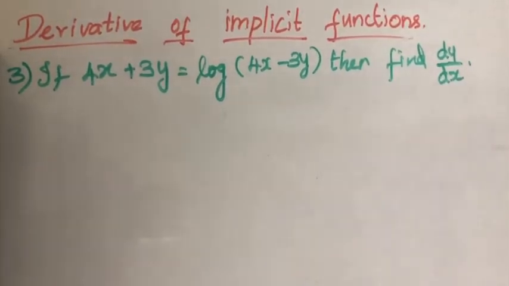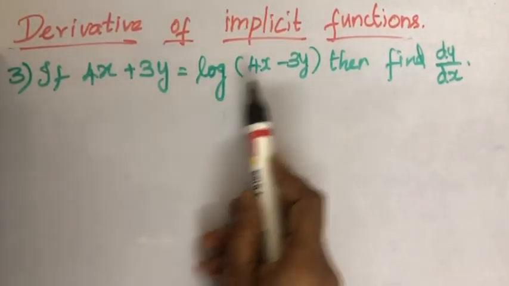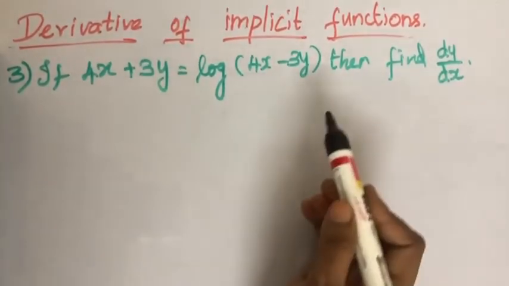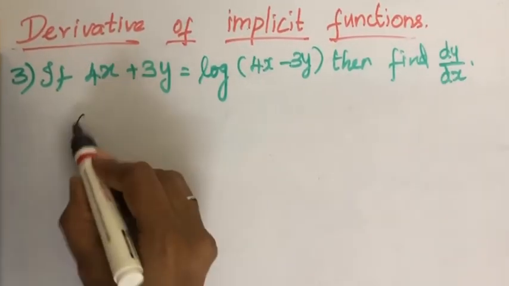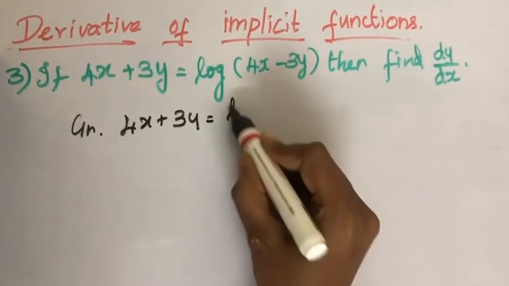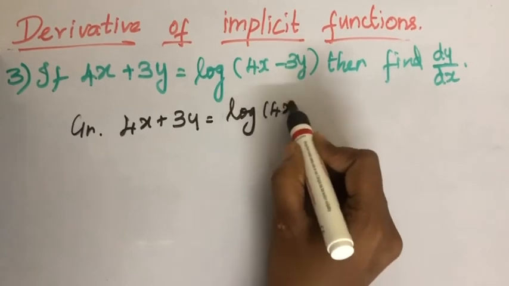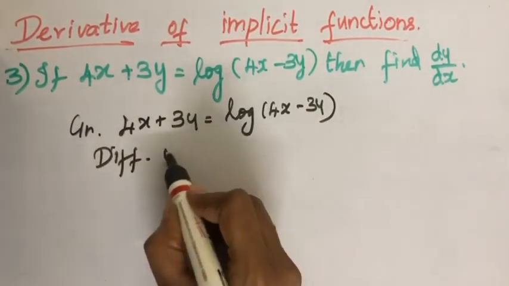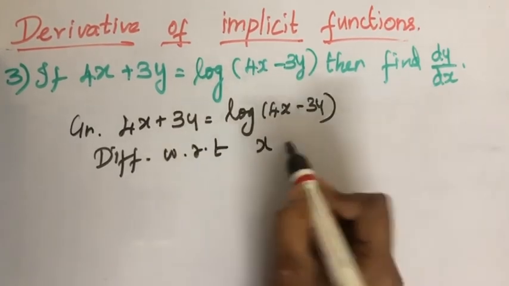Third one: if 4x plus 3y is equal to log(4x minus 3y), then find dy by dx. It's also an implicit function. So what is given? 4x plus 3y is equal to log(4x minus 3y). We have to differentiate with respect to x.